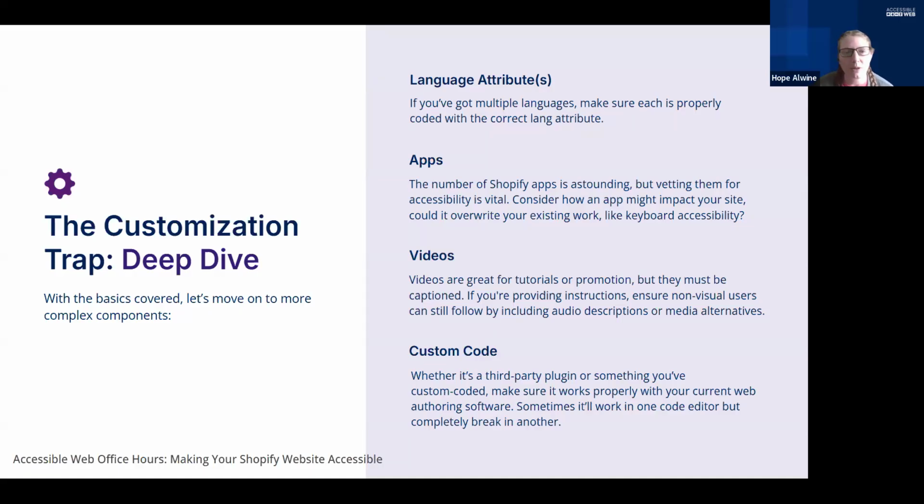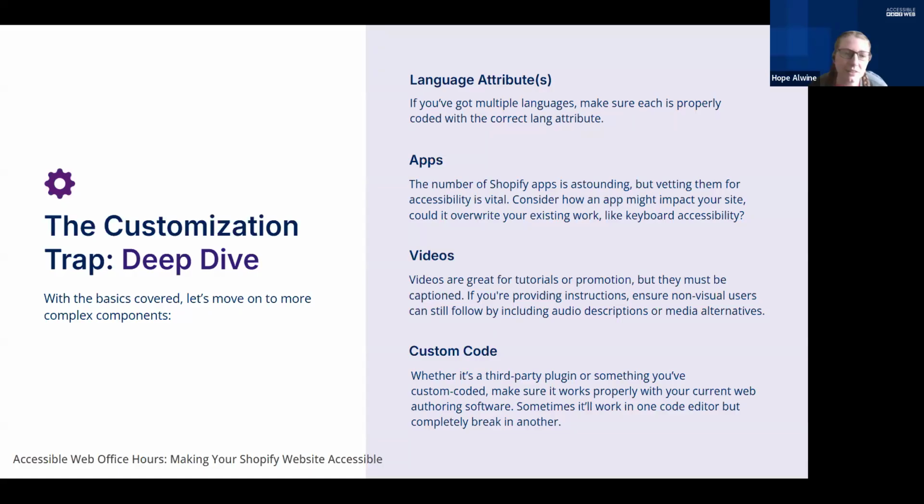Next thing we're going to talk about is videos. So videos are great for tutorials or promotion, but they must be captioned. If you're providing instructions, ensure non-visual users can follow by including audio descriptions or media alternatives. Videos are popular and can be utilized as great teaching tools or promotional materials, but it's also the easiest way to exclude people. Text still remains the most universal method of communication as it can be translated into other formats.